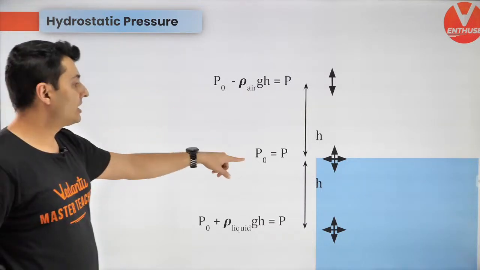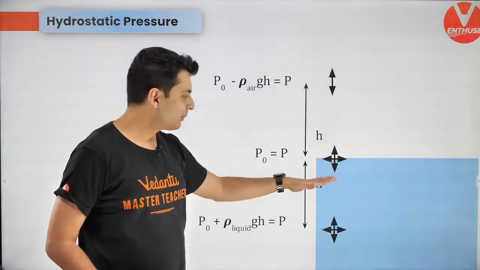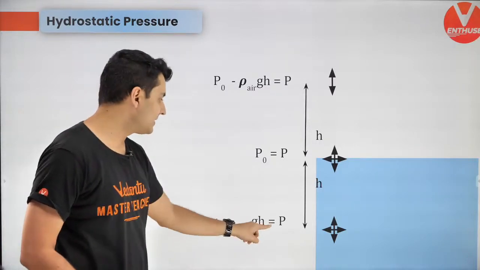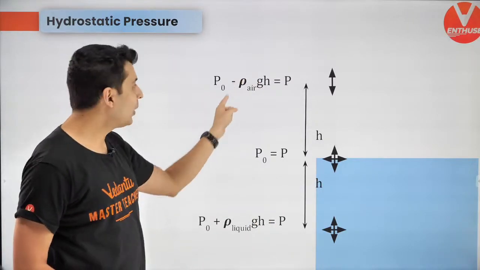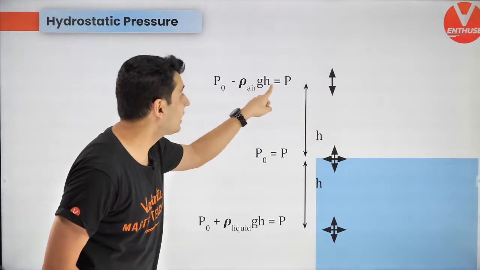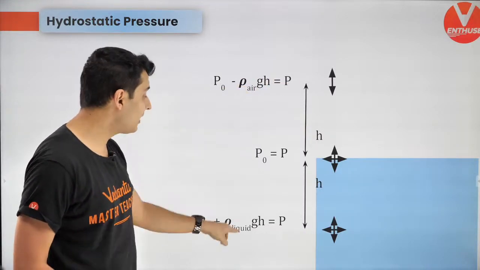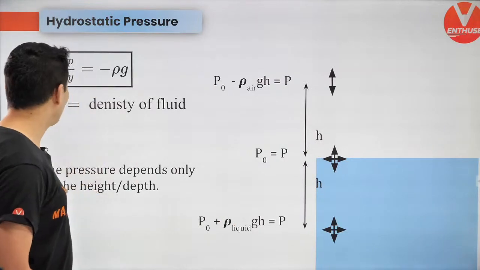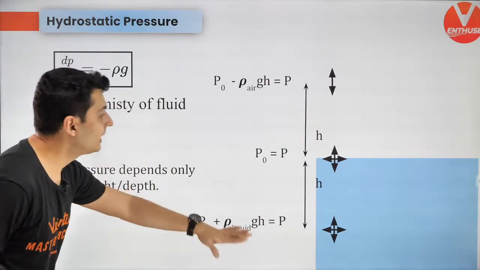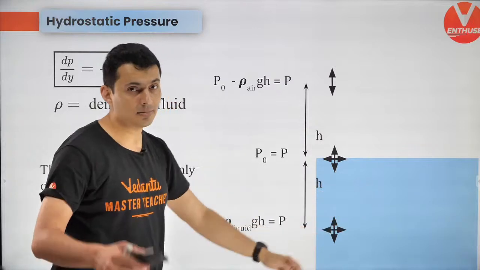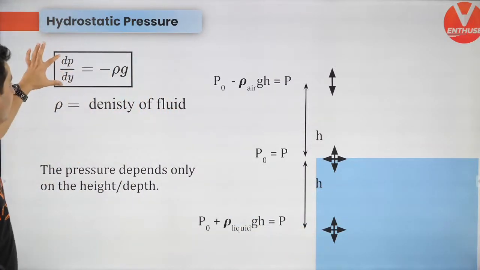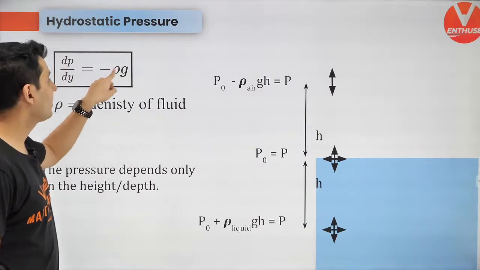Now, pressure at surface, if it is P0, pressure below is P0 plus liquid gh. Liquid's density g h. But pressure on the top is P0 minus density of air g h. Be careful. Density of air, density of fluid. Two different things. And pressure only depends on height or depth, not on the horizontal displacement. And the rate at which pressure changes, dp by dy, is minus rho g.